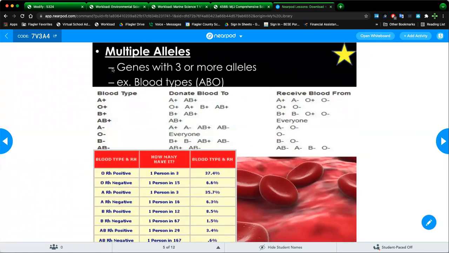Okay, and then there's what's called multiple alleles. Normally there are just two alleles, like big A, little a. Multiple alleles means you have another allele in there, which gives a lot more variety. This is also included in blood type, because with blood type you also have your proteins, your positives and negatives, in there as well.